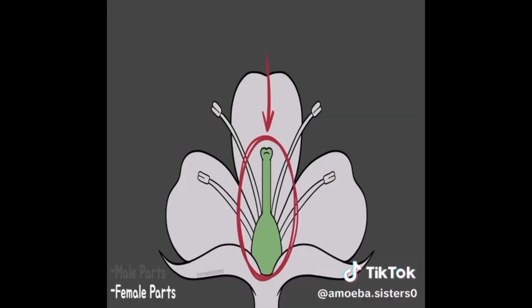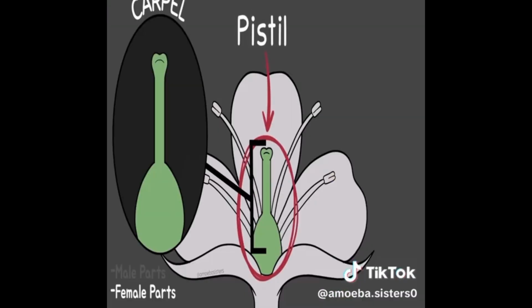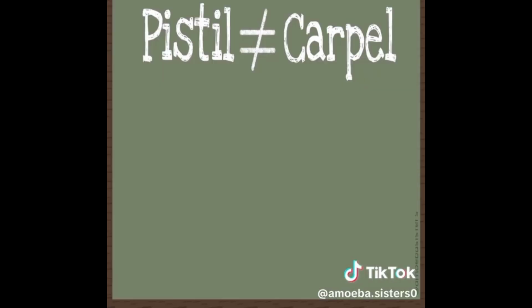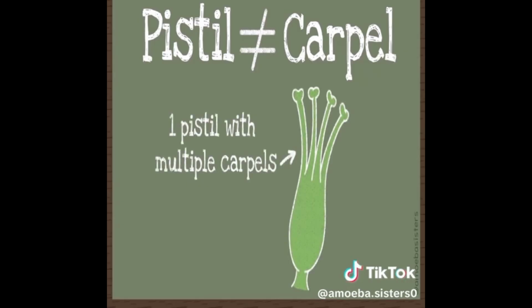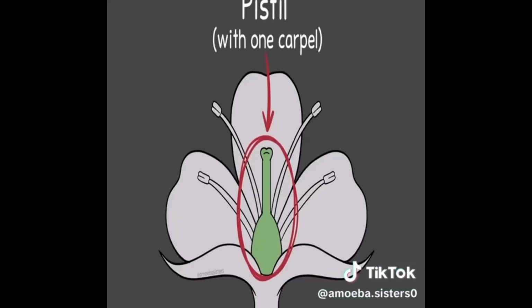For female parts, the pistil. This pistil can be made up of one or more units called carpels. Generally, each carpel contains three main parts: the stigma, style, and ovary. We know sometimes pistil and carpel get used interchangeably, but that gets tricky when you're talking about a pistil that might have multiple fused carpels, for example. While a pistil can contain one or more carpels, this pistil only has one carpel, so this pistil only features one stigma, one style, and one ovary.